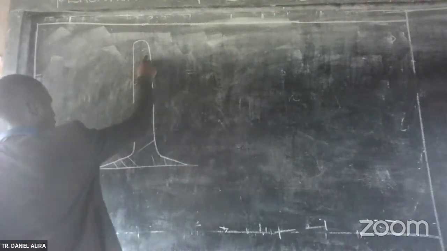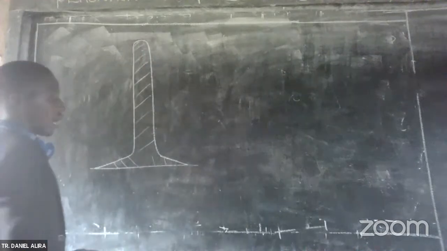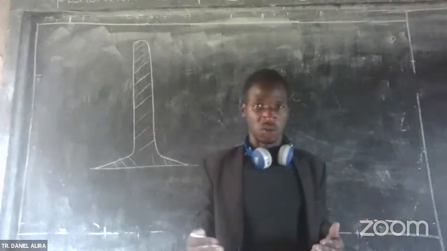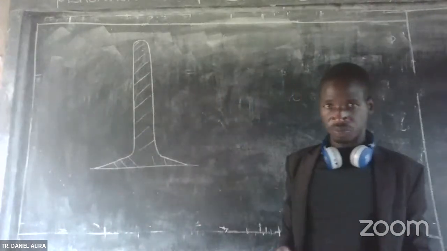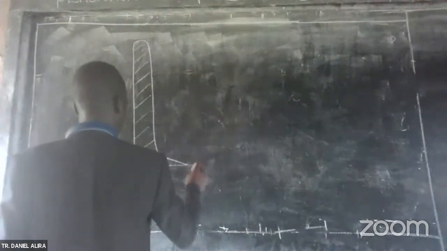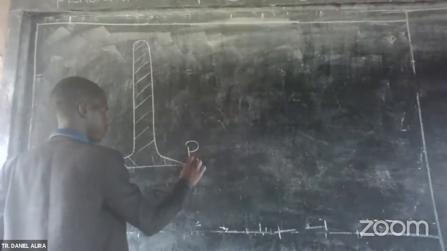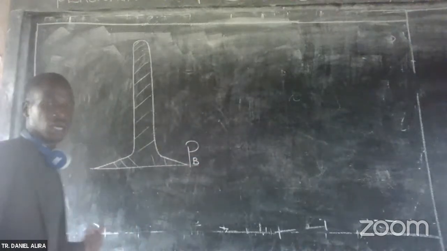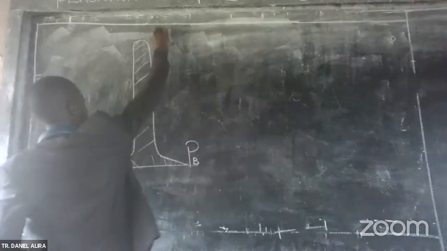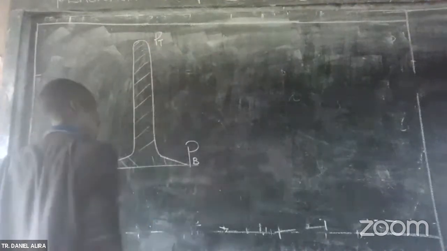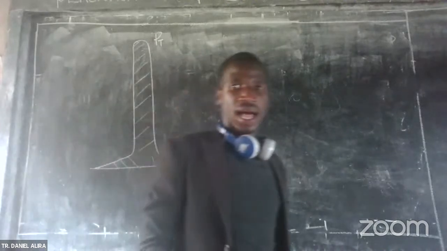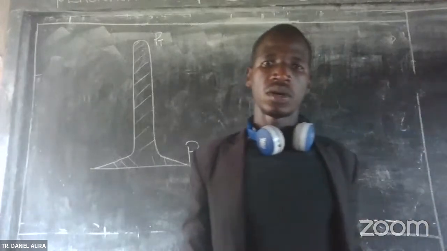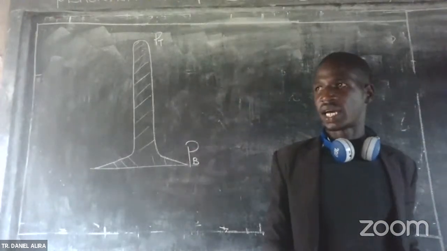So after getting my mountain, I get my barometer. After getting the barometer, I will measure the atmospheric pressure at the bottom. When I measure the atmospheric pressure at the bottom, I will go and measure the atmospheric pressure at the top. I have a simple question here. Atmospheric pressure at the bottom and atmospheric pressure at the top, which one is greater than the other?